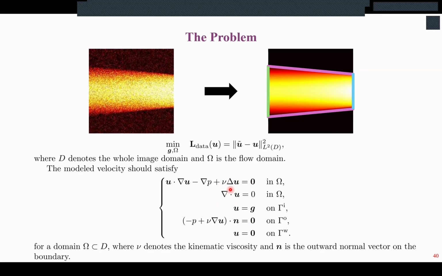So what we hope to do is to have this u approximate u tilde as much as possible, and this u of course needs to satisfy the constraint modeled by the Navier-Stokes equations. Over here, what we need to pay attention to is that omega is also undetermined. That means omega is a factor that we need to optimize, as you can see in the optimization problem formulation.